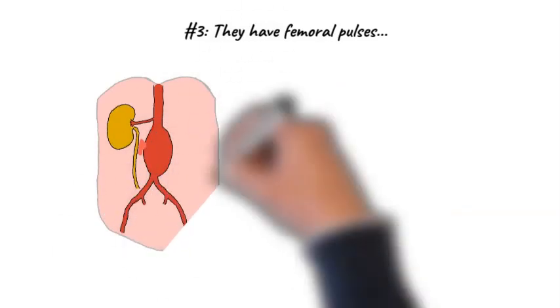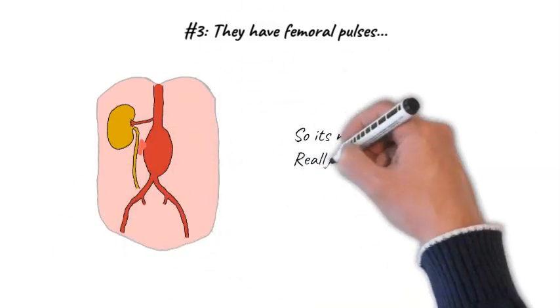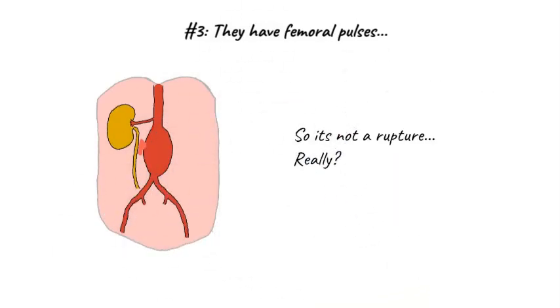Trap number 3. Assuming that because they have palpable femoral pulses, they can't have a ruptured AAA. This comes up time and time again. It doesn't really make sense if you think about it. It's perfectly possible to have a huge retroperitoneal hematoma and still have palpable femoral pulses, at least right up to the moment when the patient has a PEA arrest from their hypovolemia.